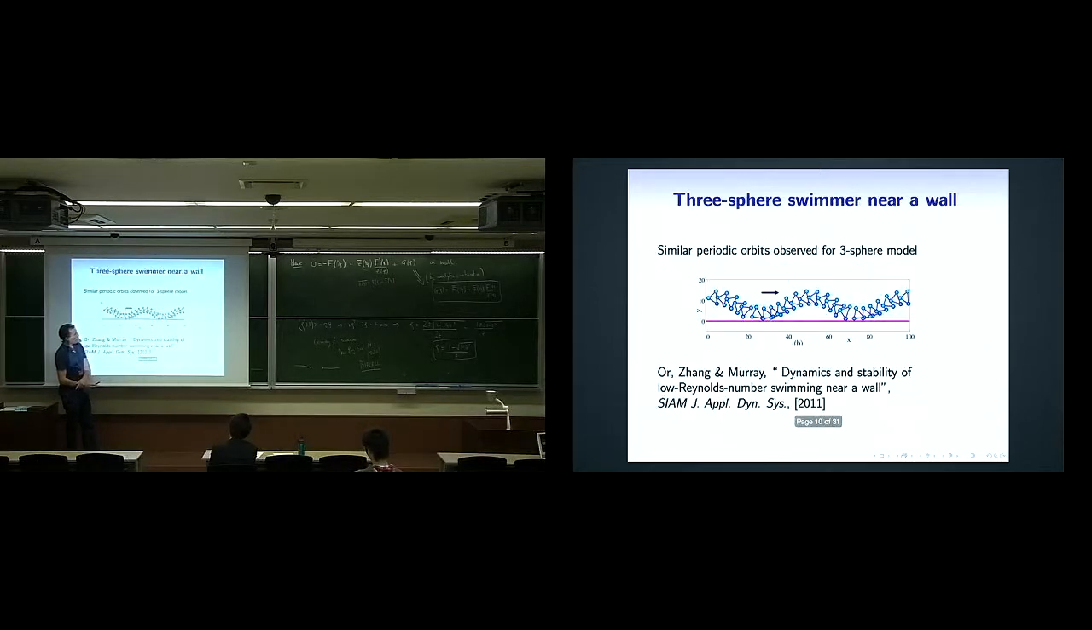Okay. And here's a three-sphere swimmer. 1, 2, 3. It did the same kind of non-linear periodic orbit. By the way, this is all published now.